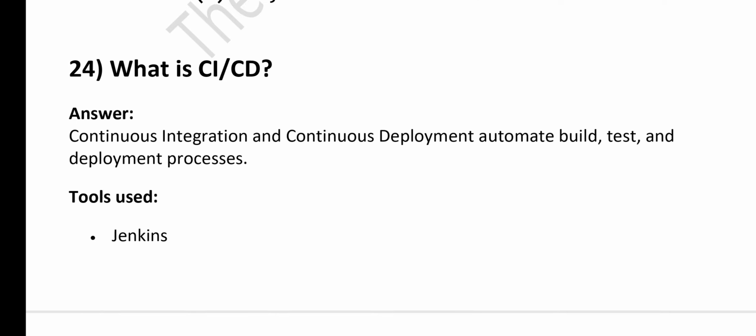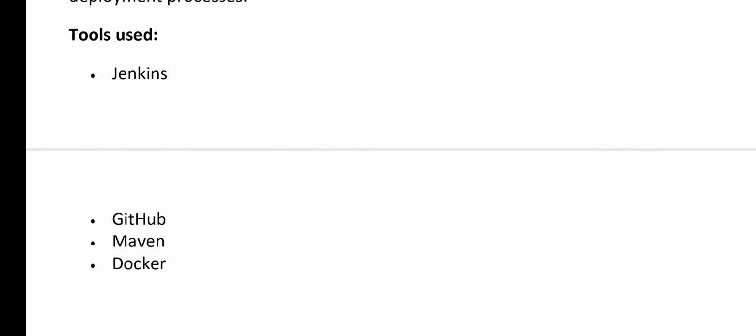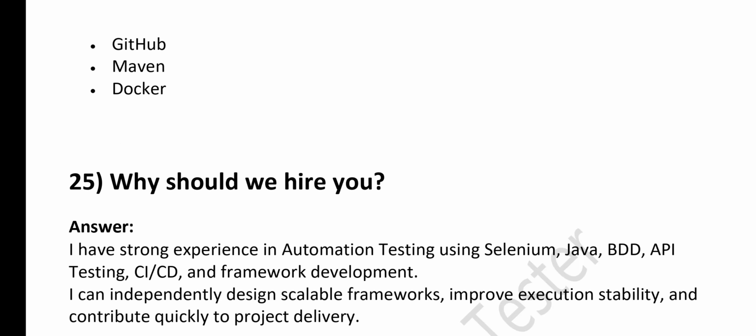Next comes what is CI/CD. CI/CD is nothing but continuous integration and continuous deployment, which automates the build, test and deployment processes. Okay, the tools specifically used are Jenkins, GitHub, Maven and Docker.